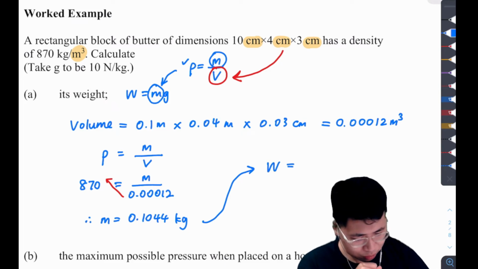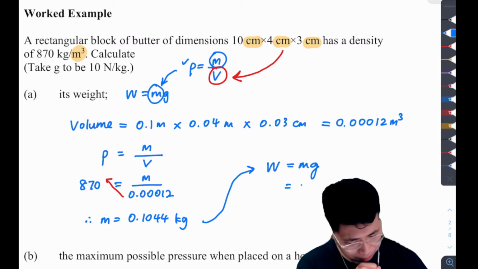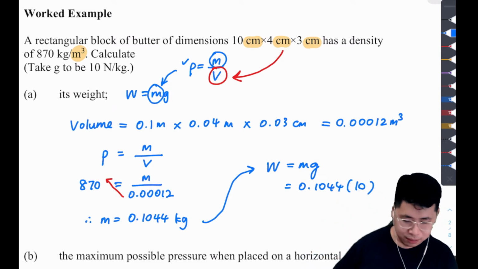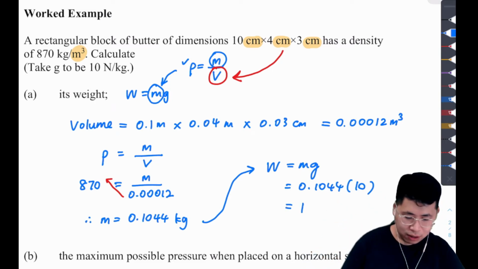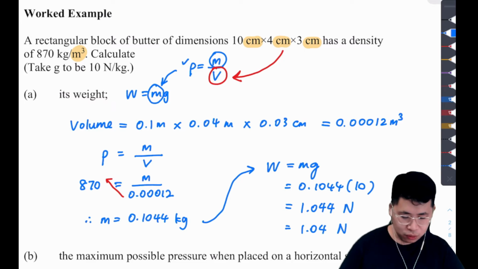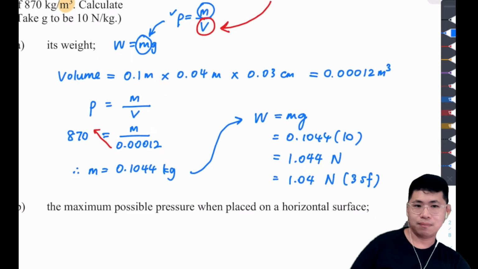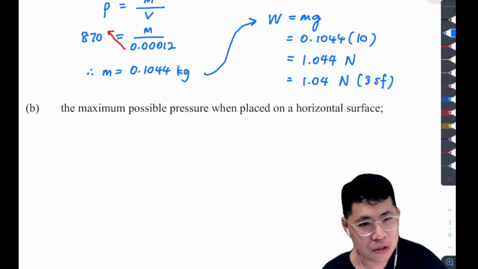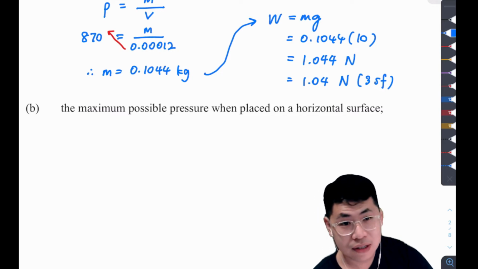Weight is equal to mg. Now m is 0.1044 for the mass. Our g is going to be 10. Make sure that it is kg and kg over here. Last but not least, we have 1.044 newtons, and this is equal to 1.04 newtons to 3 SF. Now, part B, let's find the maximum possible pressure when placed on the horizontal surface.